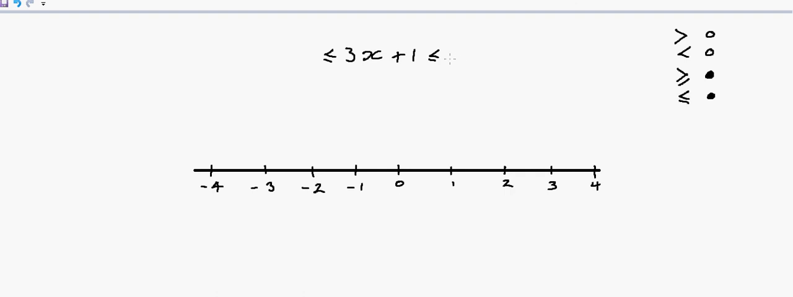Okay, so let's say that this is 7, and let's say that this is -5. Okay, so we've got 3x, so we know we're going to have to divide through by 3, but we do have this +1, so we want to get rid of this. So sorry, I'm going to have to make this -7, otherwise it won't work.